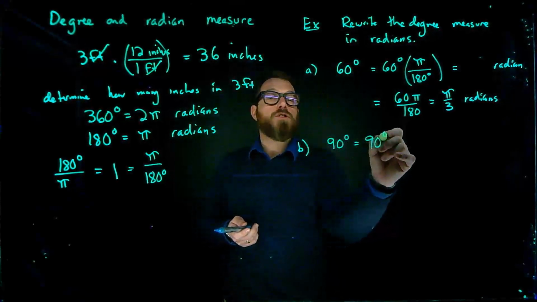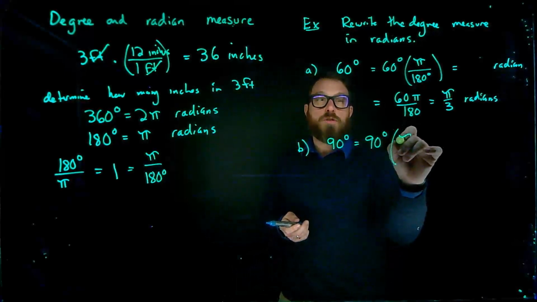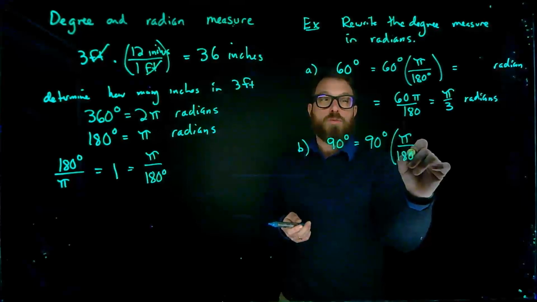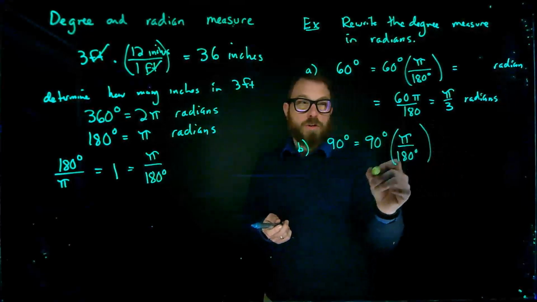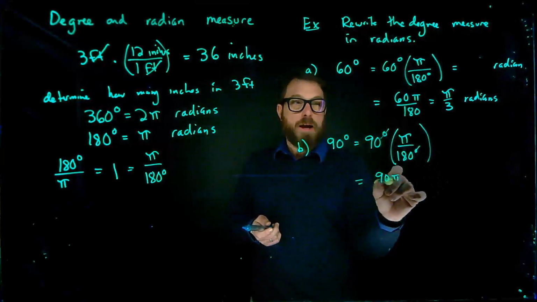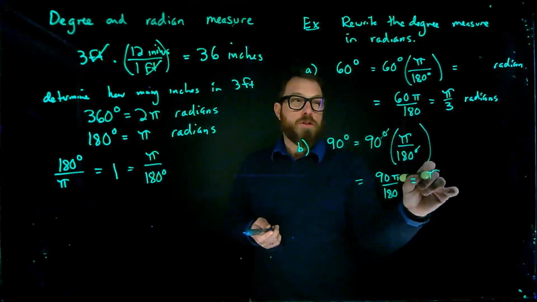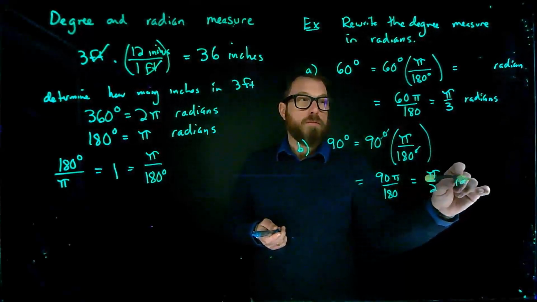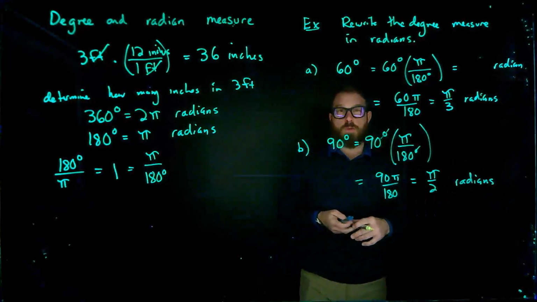unit factor is actually working, I can take my 90 degrees, I can use the exact same unit factor, which is pi over 180 degrees. Remember, this is turned into radians because your degree measures are going to cancel, so this is 90 pi over 180, and 90 goes into 180 twice, so this is going to be equal to pi over 2 radians. As expected, we knew that's exactly what it was going to be.